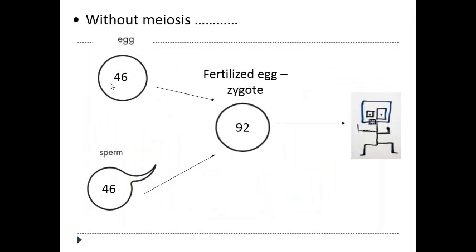And here's another example of that, the problem. If we don't have that reduction division, no meiosis, we end up with this doubling of chromosomes, and at that point you no longer have a human, you have something else.